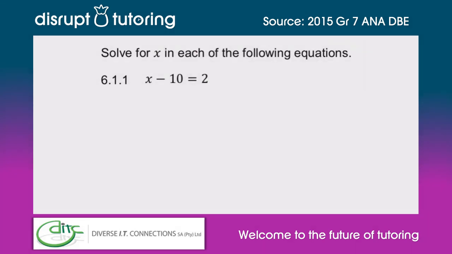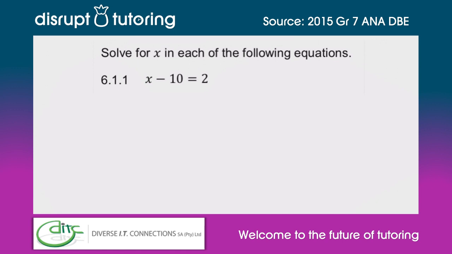Today we're dealing with an equation question. So let's have a look at it. We've got: solve for x in each of the following equations. So we've got one here to deal with, and it's a fairly straightforward linear equation. Now when it comes to linear equations, what we're trying to do is get all of our letters on one side and all of our numbers on the other side.